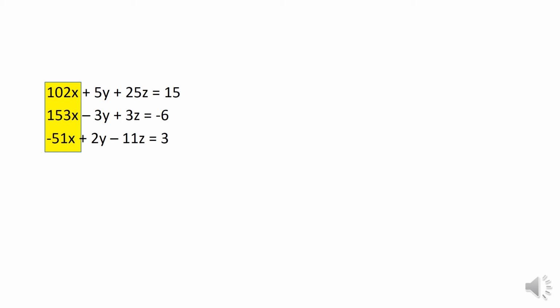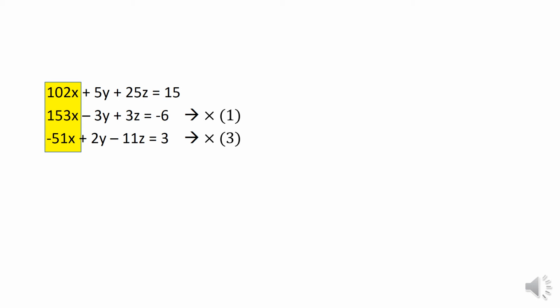So for example, we could just leave that middle equation alone, just multiply it by 1, and multiply the bottom equation by 3. All right, if we did that, we would have 153x plus -153x. So those x's would cancel out. So that's one way to generate a new equation while letting that middle original equation alone, just multiplying it by 1. All right, so it's just less math that's required.